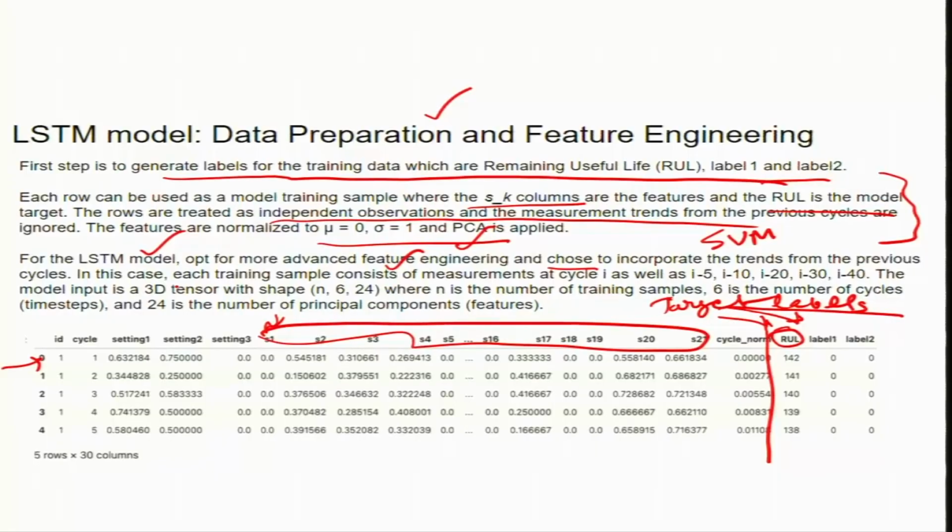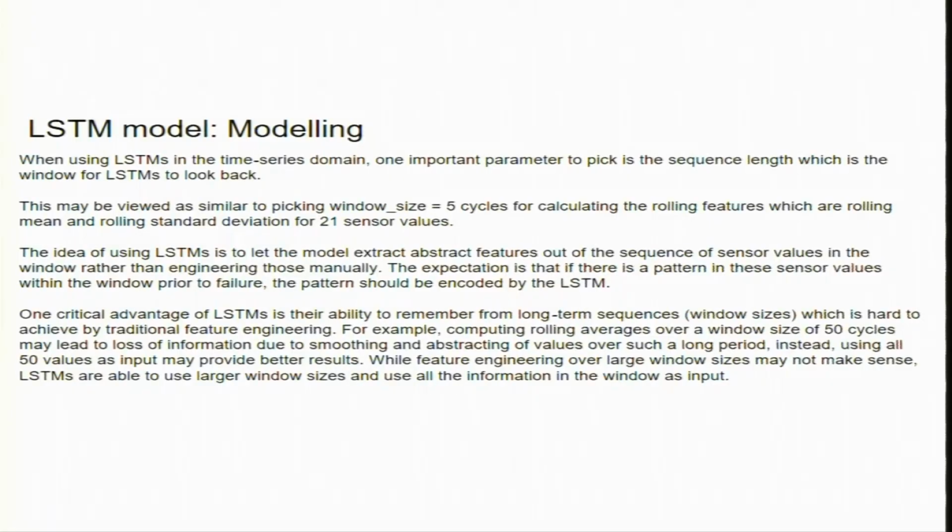You have to choose the appropriate trend from the previous cycles. In this case the training sample consists of the measurements at cycle i, that is i minus 5, i minus 10, 20, 30 and 40 cycles. So, the model input is a 3D tensor with a shape of n, 6, 24 and so on. N is the number of training samples, 6 is the number of cycles, and 24 is the number of principal component features. So, let us see the model.